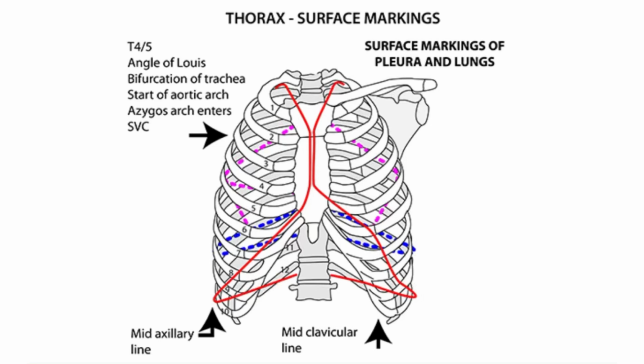Now let's talk about the oblique fissure. That's the surface marking of the lungs in accordance to the oblique fissure. Now this surface marking can be drawn by joining a point 2 centimeters lateral to the third thoracic spine, okay.